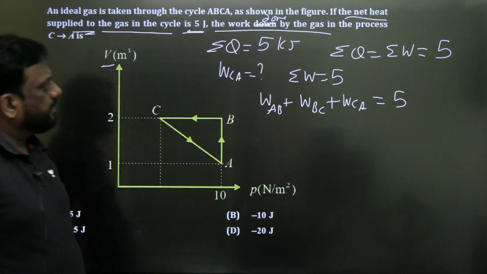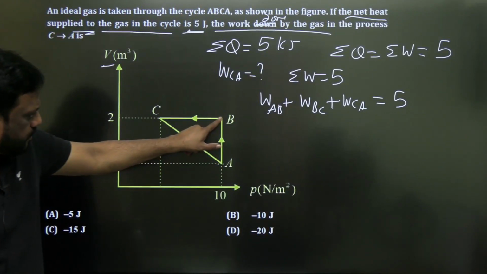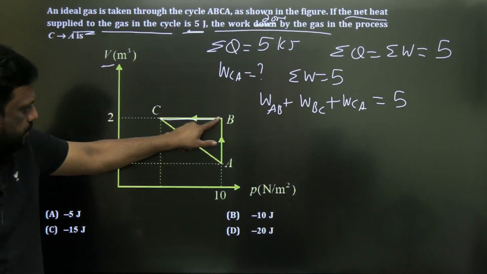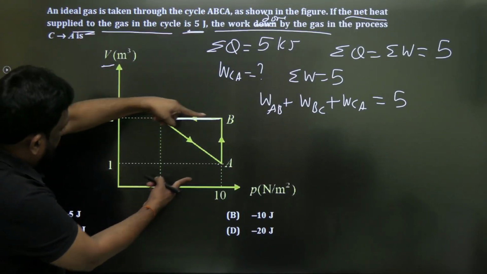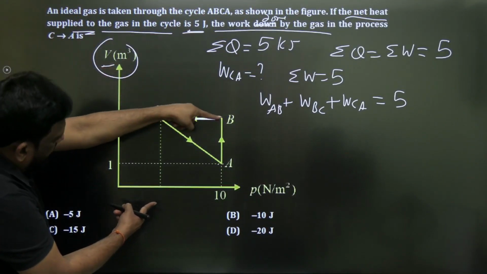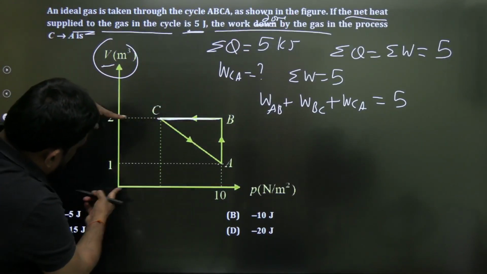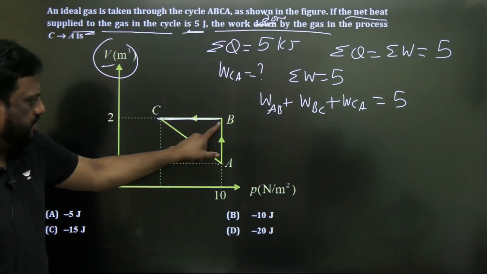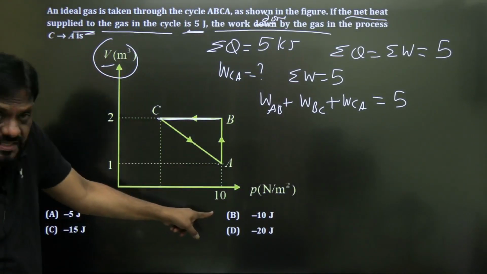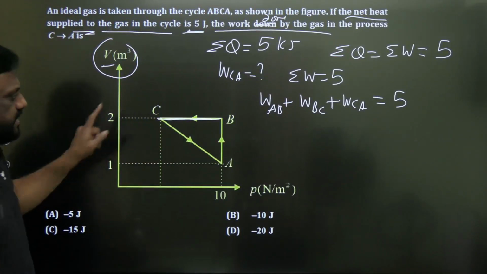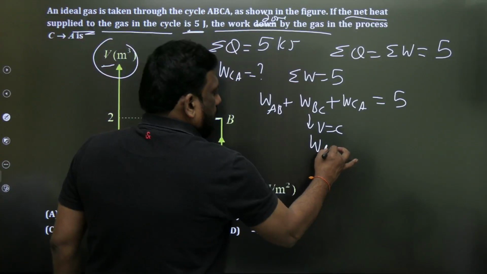Okay, no problem at all. He is asking work in CA. Let us check. Can you tell me what is the process BC? It is horizontal, but on this axis it is volume. Means everywhere on BC, the volume is constant. Please look, V is not on this axis, V is on this axis. Therefore, BC is a constant volume process. So work in a constant volume process is 0.